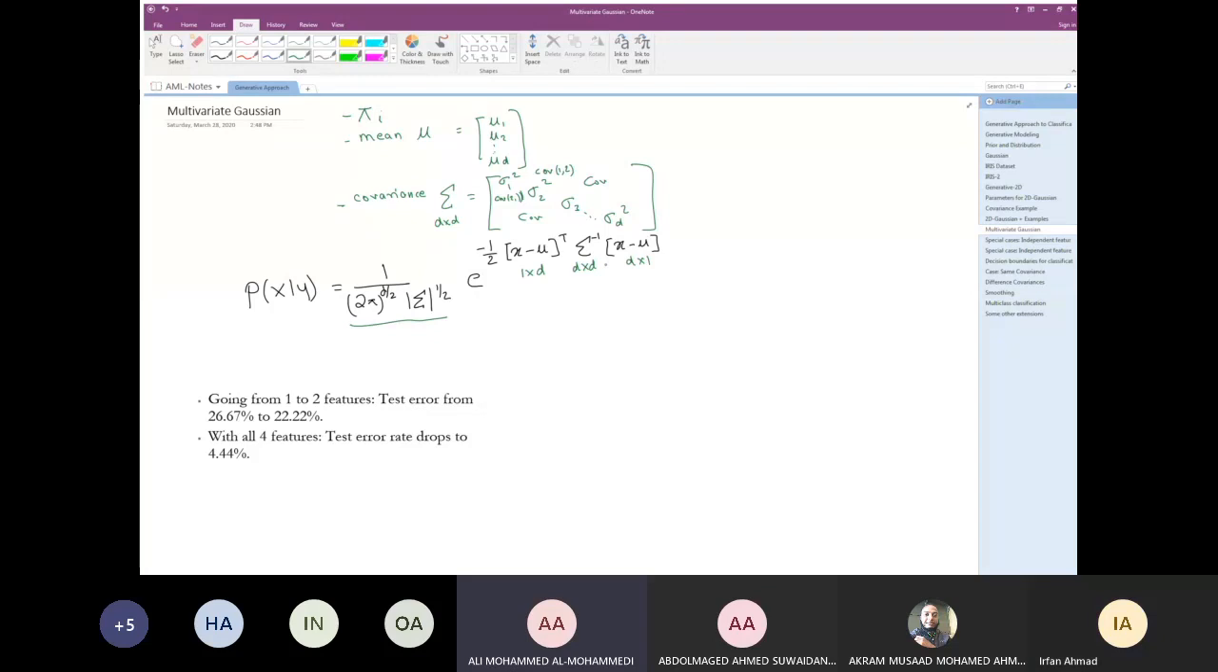Doctor, what is the sigma in the denominator? Is it a determinant? It's the determinant, exactly. The square root of the determinant. So it should be scalar, yeah? Yes.